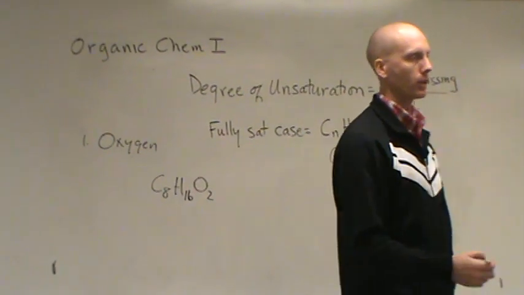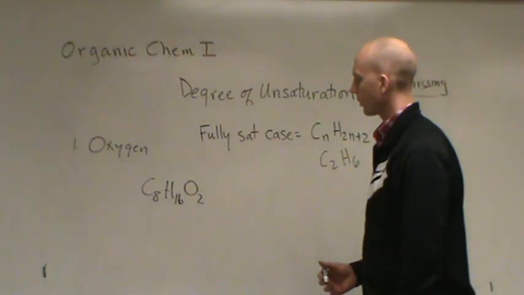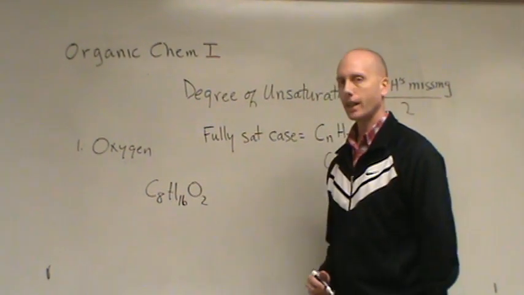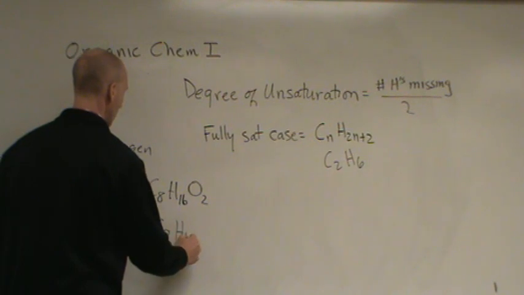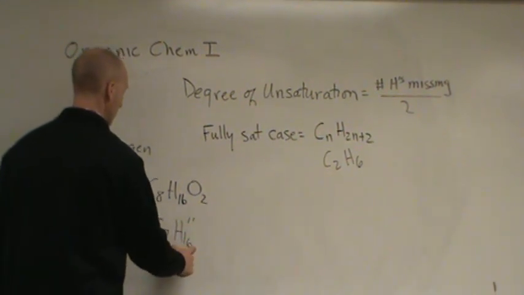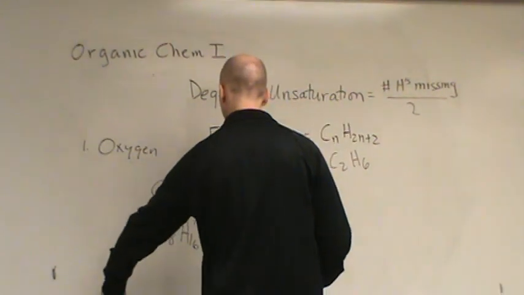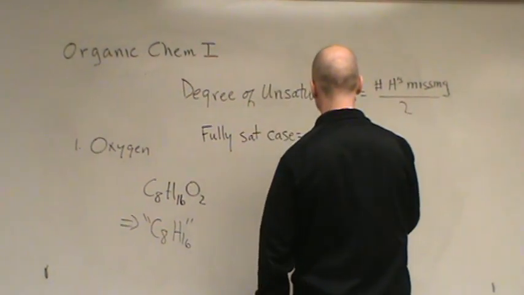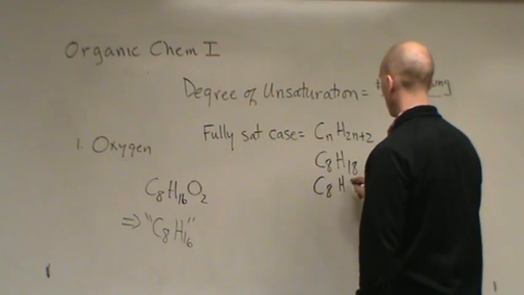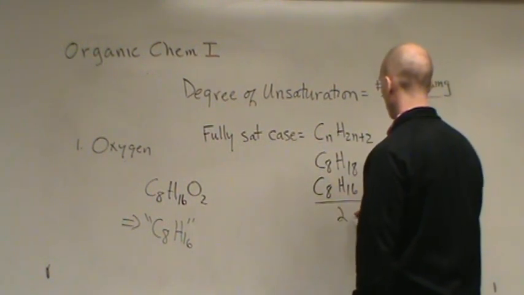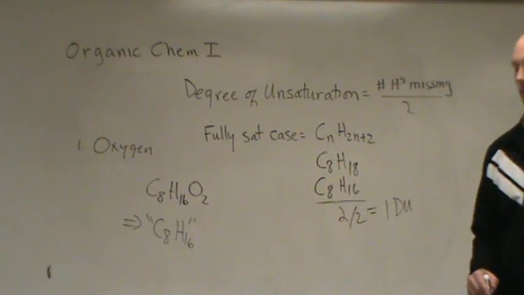Let's suppose we had this molecular formula, C8H16O2. Well, this does nothing to my hydrogen count, so this is basically acting as C8H16. So my fully saturated case would be C8H18. If I subtract the 16, I get 2, and then divide by 2. So my DU is 1 in this case.